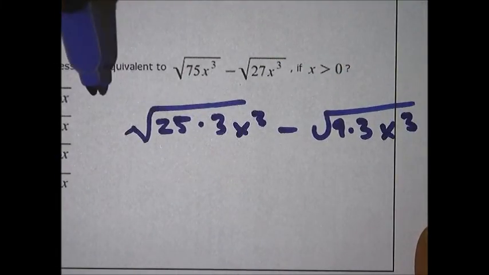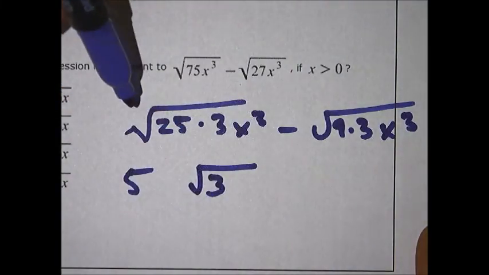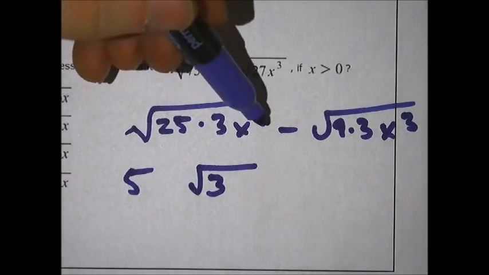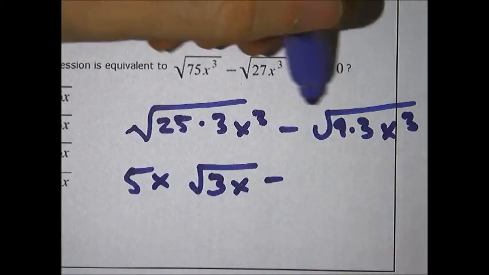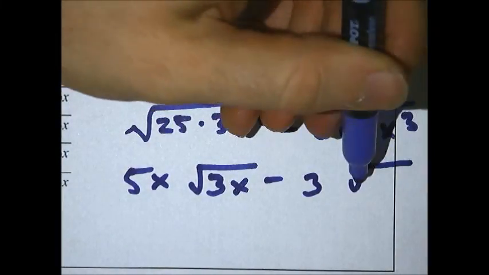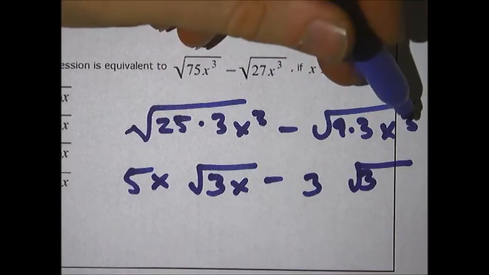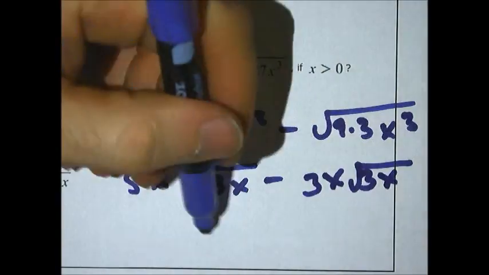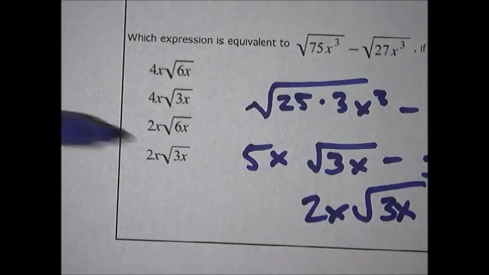The square root of 25 is 5. The 3 is going to stay. The number in the corner, it's a square root, so even though it's not written, it's a 2. 2 goes into the exponent of 3, once remainder 1. The square root of 9 is 3. The other 3 will stay. Same deal in the corner as a 2. 2 goes into the exponent of 3, once remainder 1. 5x minus 3x is 2x. Square root of 3x, choice D.